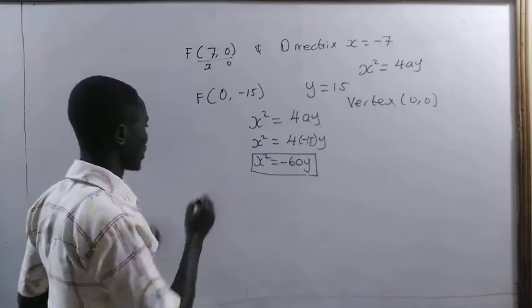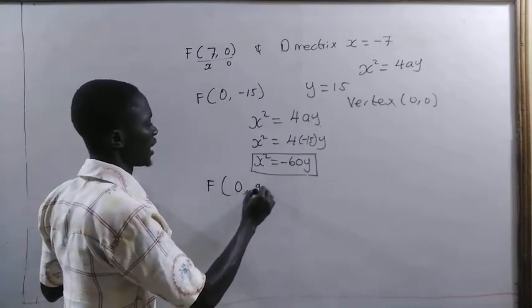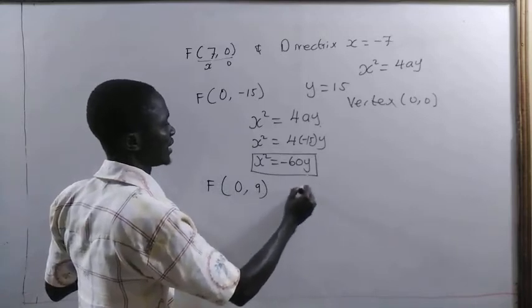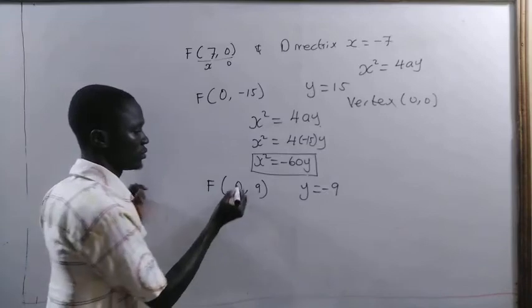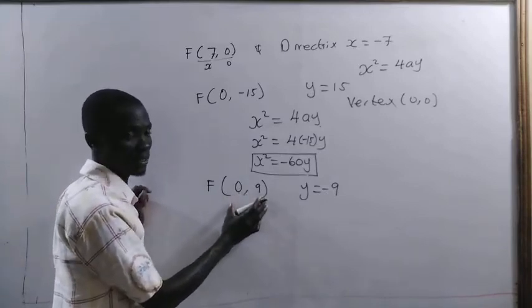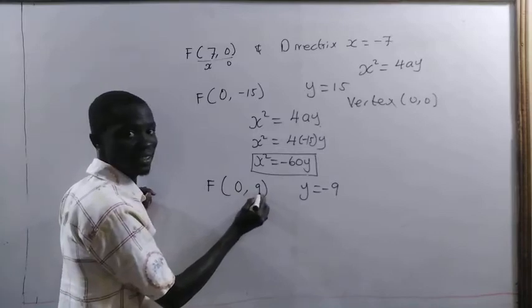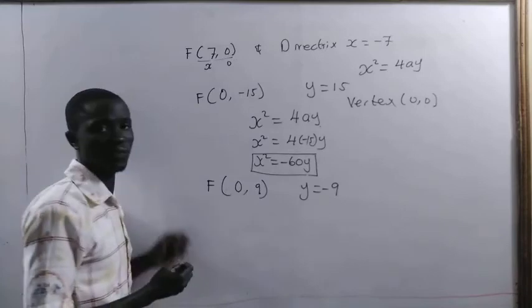Now let's look at the last one. The last one, I'm going to look at the focus to be 0, positive 9, and the directrix to be y equal to negative 9. Now, since here is 0, then it means that the vertex is at the origin, and 9 is on the y-axis. Since 9 is positive, then the focus is on the positive y-axis.